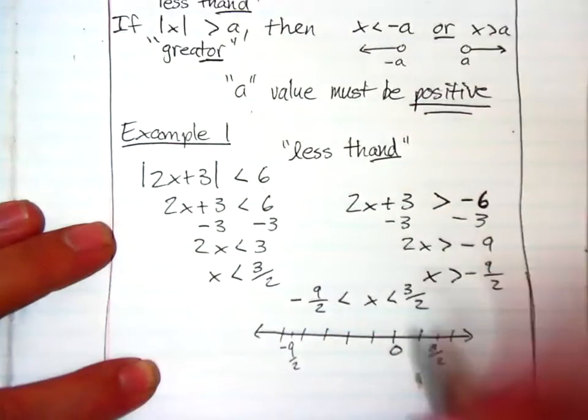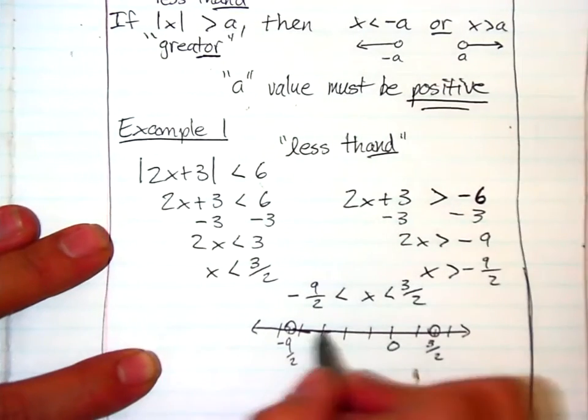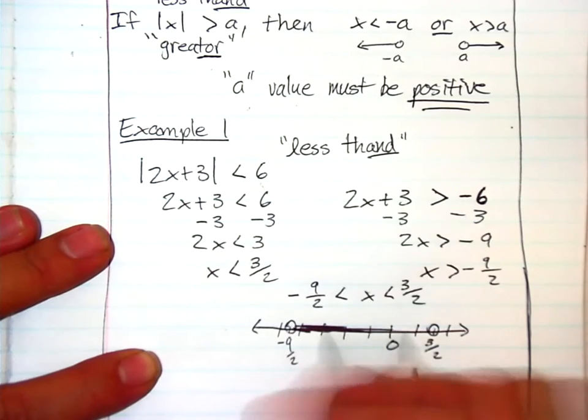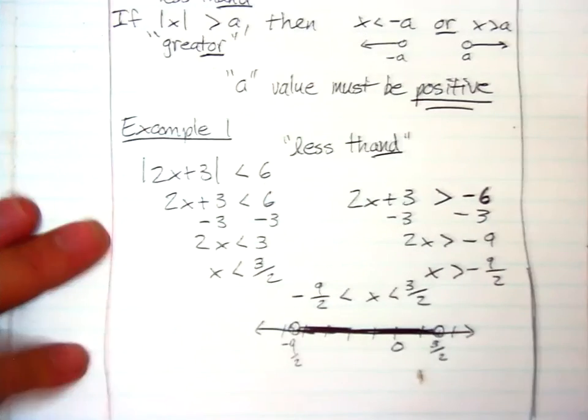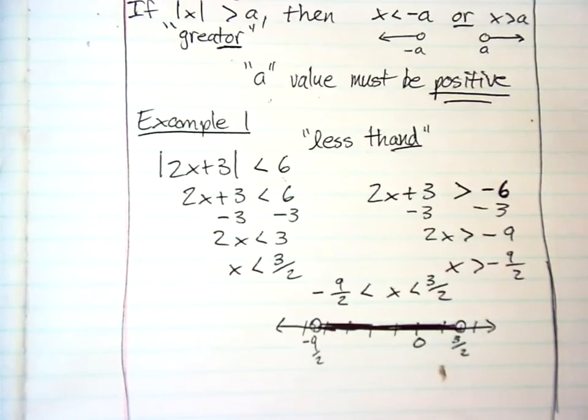No equal symbol, so I'm just going to have an open circle, and a nice big bar in between. Okay, so that is our answer for that inequality involving absolute value.